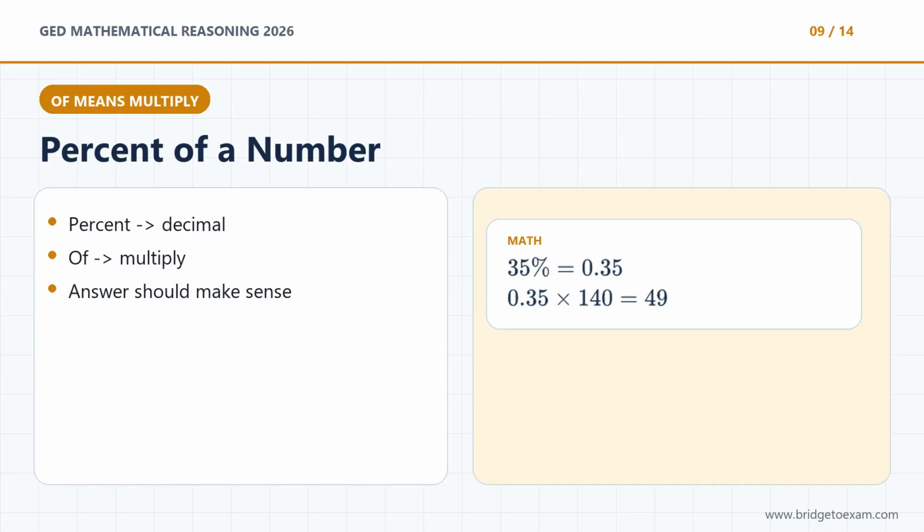Percent means per hundred. To find 35% of 140, change the percent into a decimal, then multiply. 35% becomes 0.35, and 0.35 times 140 is 49.